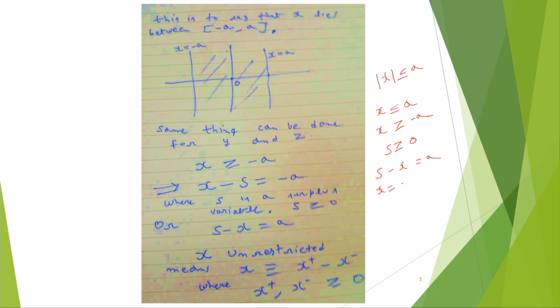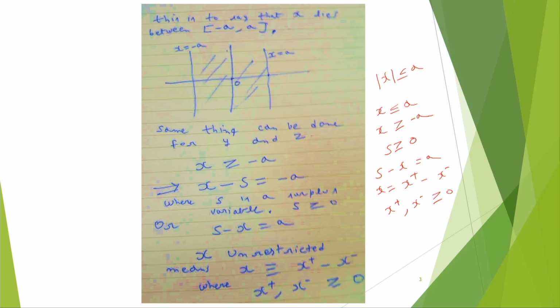So we can always say x is equal to x plus minus x minus, where we impose that x plus and x minus are both greater or equal to 0. So both are positive quantities. So any real number can be represented as the difference of two real numbers, two non-negative real numbers. So x is anything, it may be positive or negative, but x plus is always positive, x minus is always positive. So a real number can be represented as a difference of two positive real numbers.